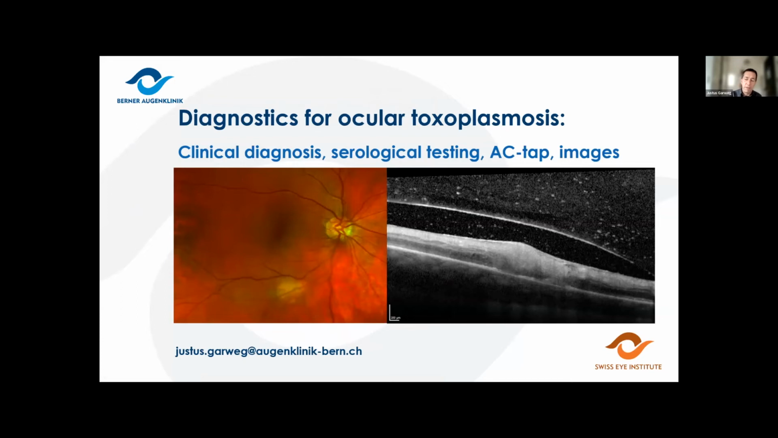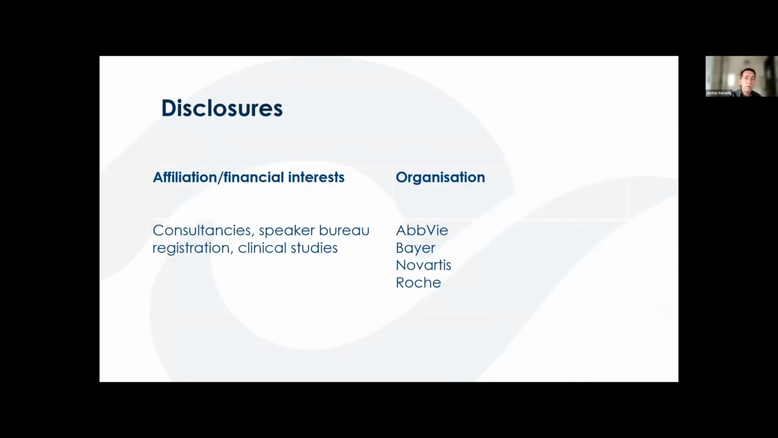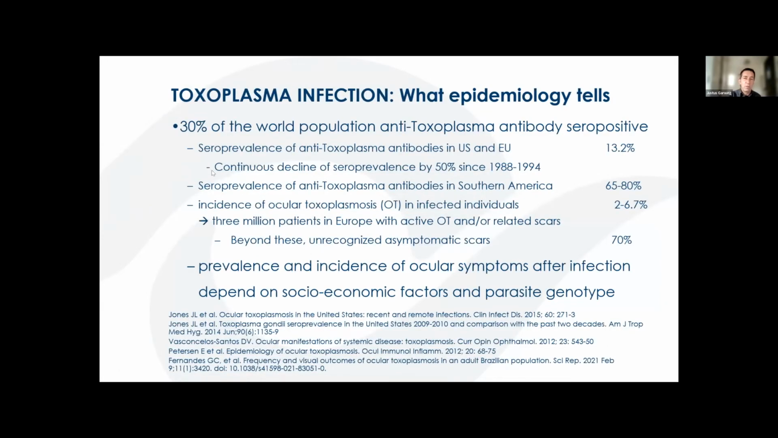Dear colleagues and friends, after the fantastic talks before mine, I come now down to clinical aspects of diagnosis, serological testing, and new imaging modalities. My disclosures, just to come back to the first talk of PICA, 30% of the world population are Toxoplasma antibody positive. And the seroprevalence of Toxoplasma antibodies in US and Europe is 15%, while in the Southern American countries, it may be 65 to 80%. This indicates that every third patient in the world, on average, harbors toxo antibodies.